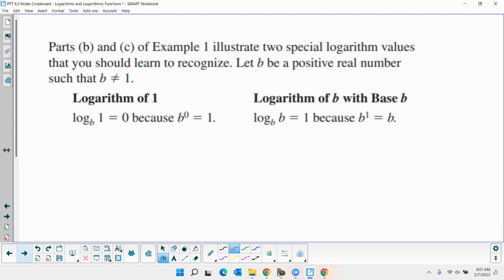Couple special logarithm values you should learn to recognize. So we talked about this. We had one already. Log base b of 1 is always 0. So if the 1 is the number after the log, the answer is always 0. If the base and this number are the same, they basically cancel each other out. So the answer is 1.